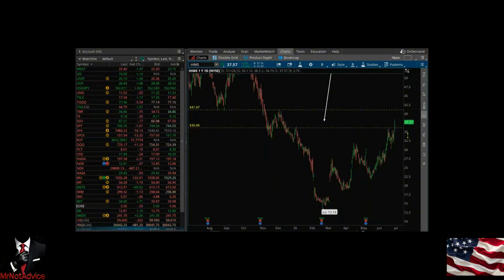But maybe just go over the basic setup of a LCD, the low close doji, and a HCD, the high close doji, and just kind of how it works. Yeah, I can do that.